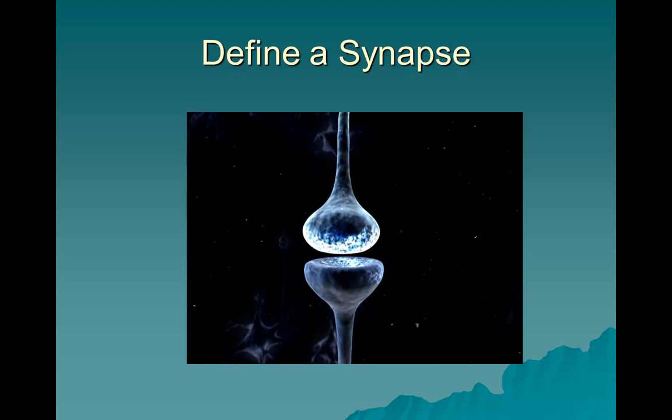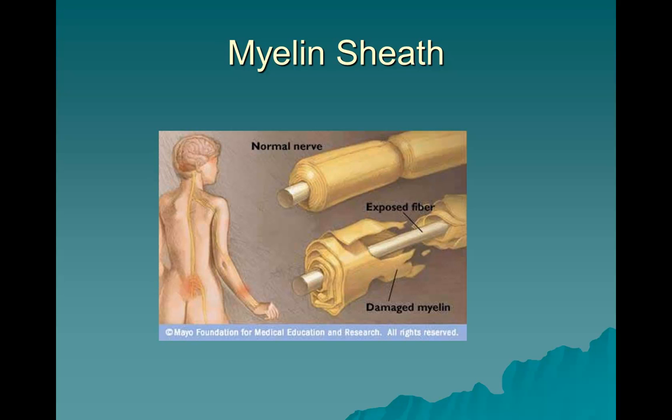We have three different types of neurons, by the way, and they include the sensory or afferent, and also the motor or efferent, and we'll also speak to those. Before we get there, though, let's look at a normal nerve with a myelin sheath.